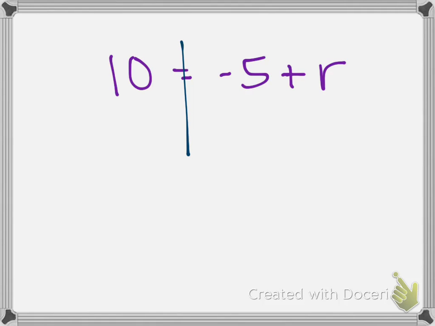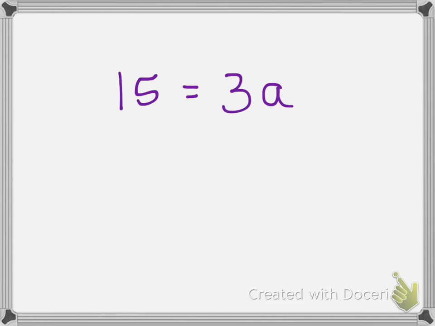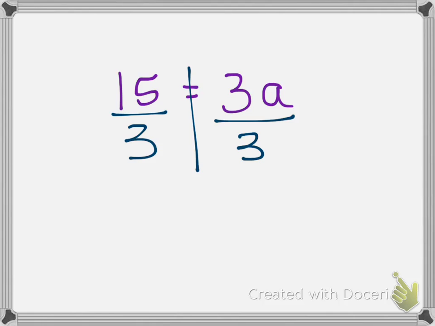All right, here's our street. R wants to be by itself, so we need to get rid of the negative 5. So we're down 5 because it's a negative 5, so we're going to plus the 5, both sides. Negative 5 and positive 5, 0. R equals 10 and 5 make 15. All right, 3A, we need to get rid of the 3 because the A wants to be alone. Number next to a letter is timesing, so I'm going to divide it out, both sides. 3 over 3 is 1. I'm left with A equal to 5.